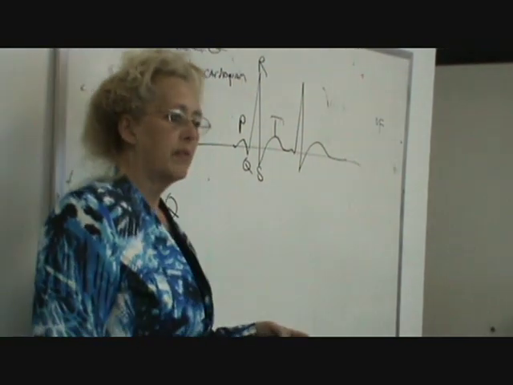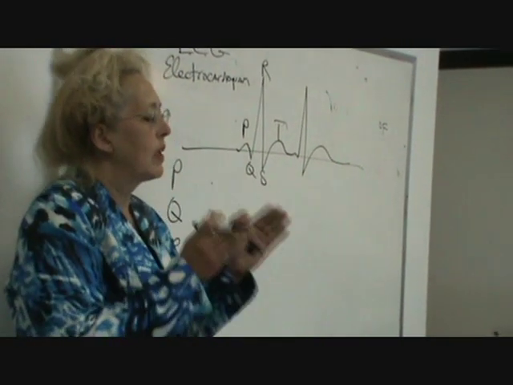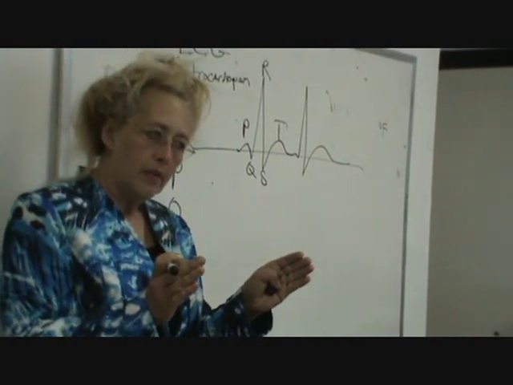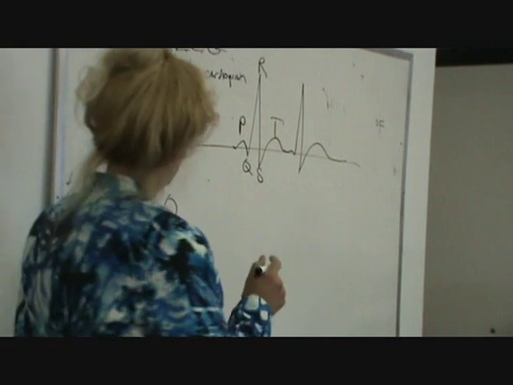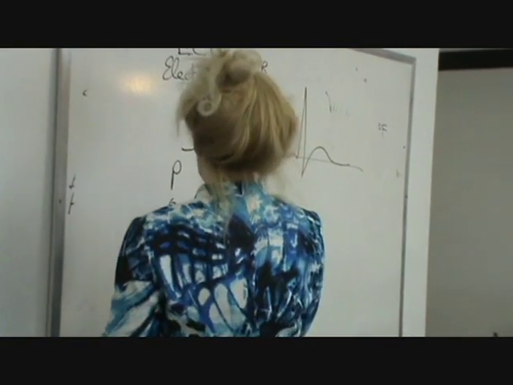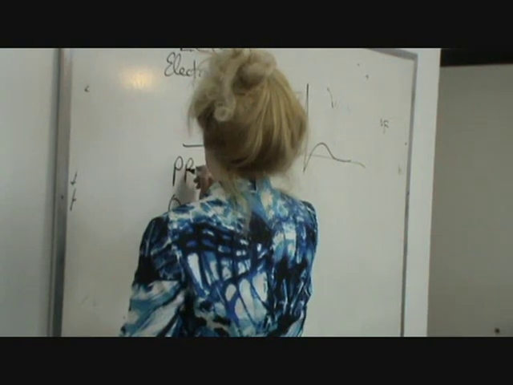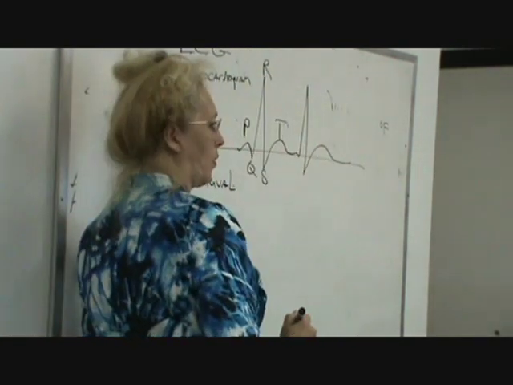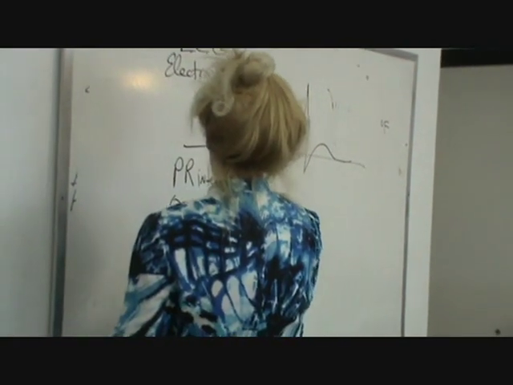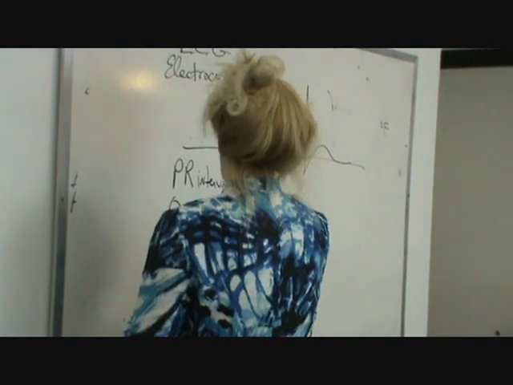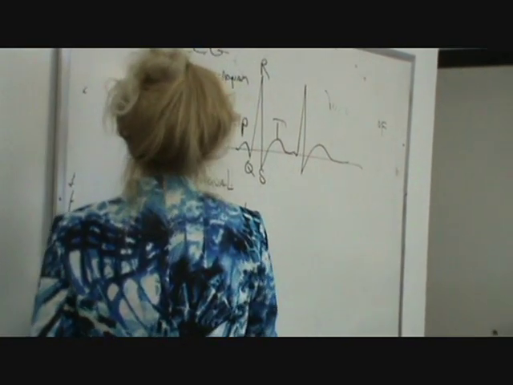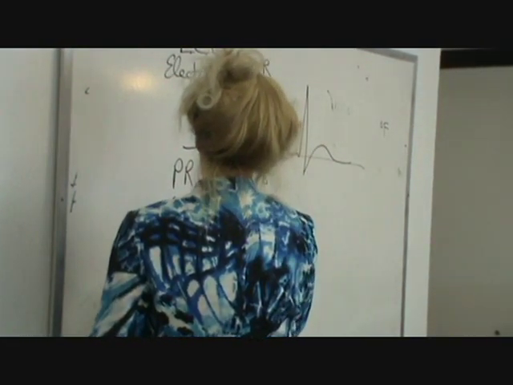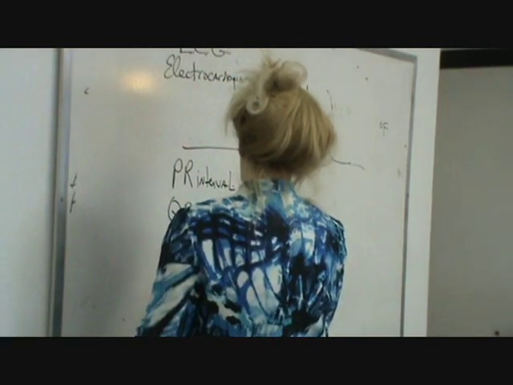By themselves, yes, they're important, but what we look at is the distances between the points. So for instance, while the P is important, we look at what we call the PR interval. While the Q is important, we look at what we call the QRS interval. While the S and T is important, we look at the QT interval, and we also look at the ST segment. Kind of interesting.